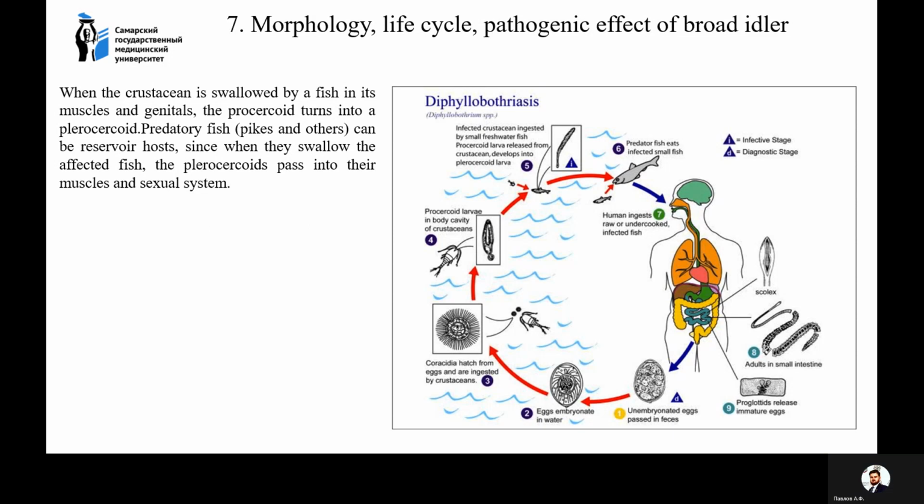When the crustacean is swallowed by a fish, in its muscles and genitals the procercoid turns into a plerocercoid. Predatory fish, pikes and others, can be reservoir hosts: when they swallow the affected fish, the plerocercoids pass into the muscles and sexual system.